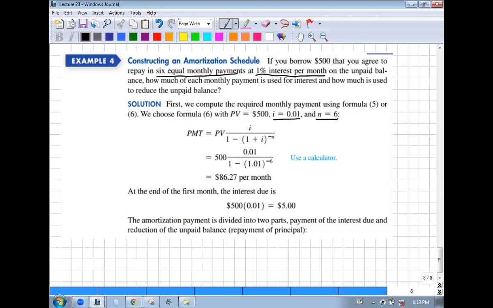Okay, how much of each monthly payment is used for interest, and how much is used to reduce the unpaid balance? All right, this is really important.